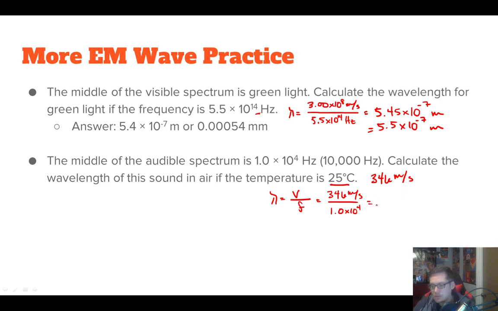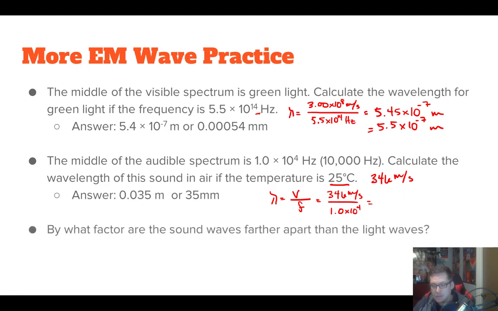So we can take 46 divided by 10 to the 4th. All right, and we get 0.035. Good.